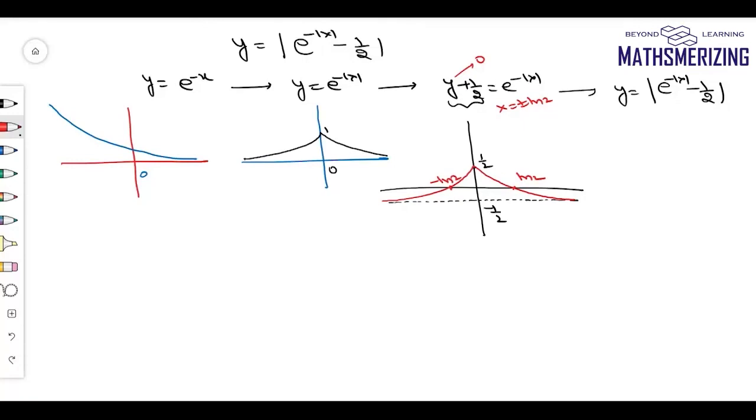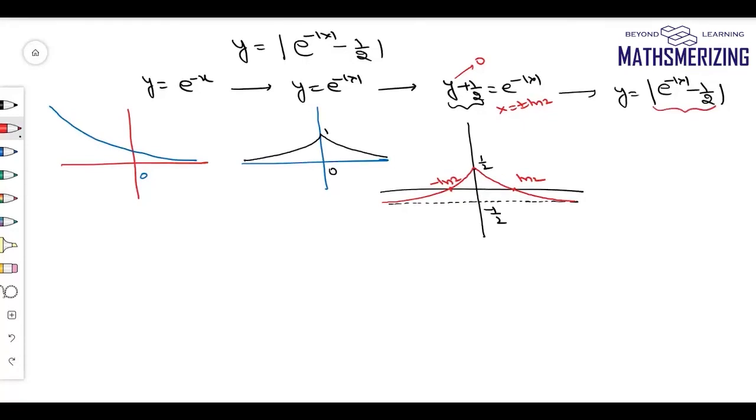Now I'll take the transformation of mod f(x). So mirror on the x-axis, reflection of down on up, and then erase the graph from the third and fourth quadrant. So basically this graph will be, so that's the graph of mod of e to the power minus mod x minus 1 by 2.